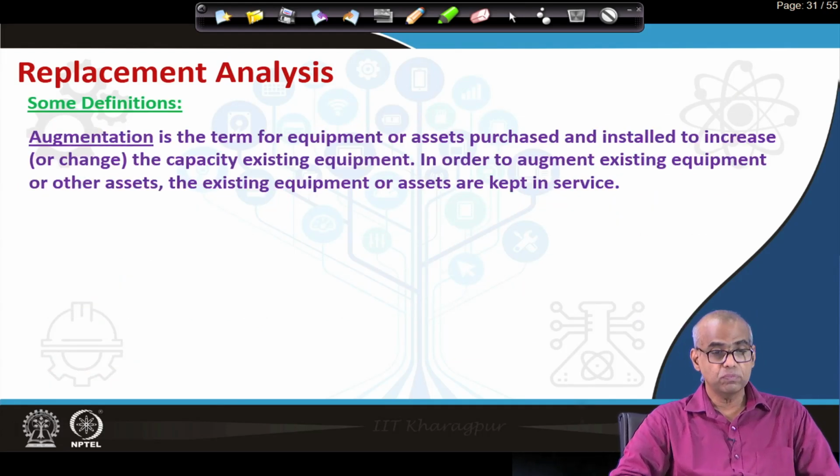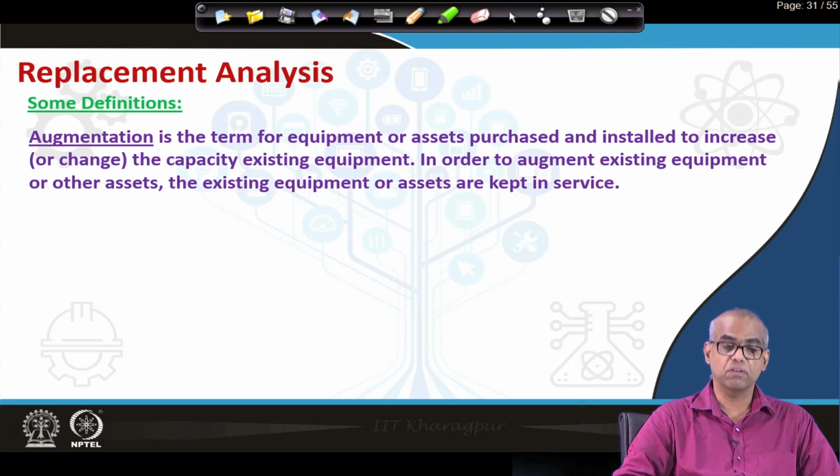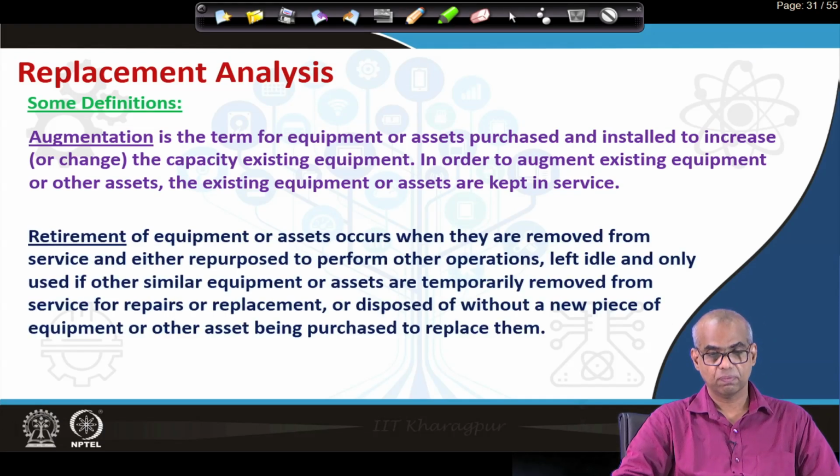Still some more definitions. Augmentation is the term for equipment or assets purchased and installed to increase or change the capacity of existing equipment. In order to augment existing equipment or other assets, the existing equipment or assets are kept in service. Retirement of equipment or assets occurs when they are removed from service.